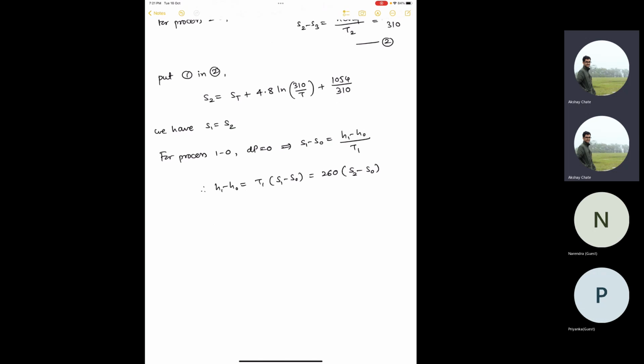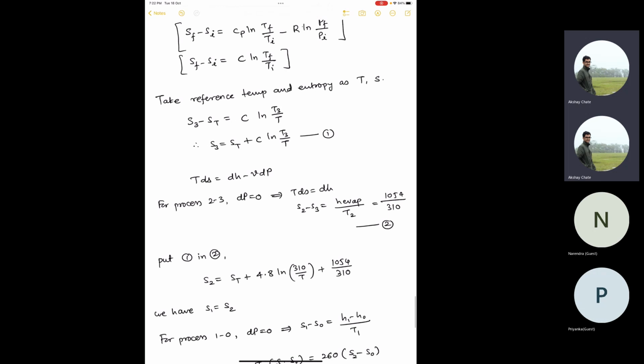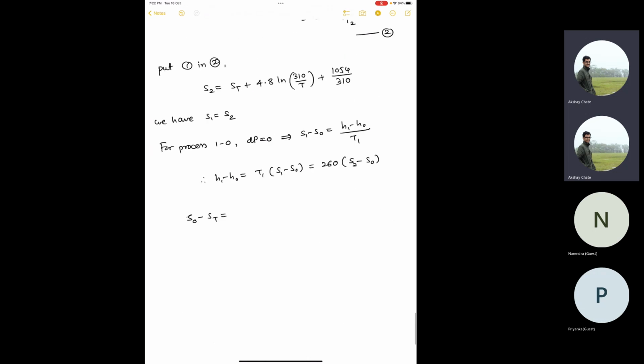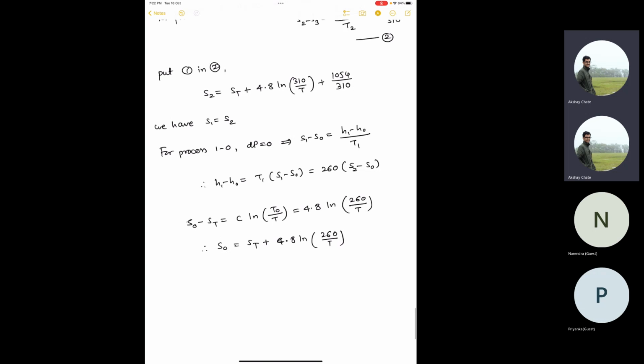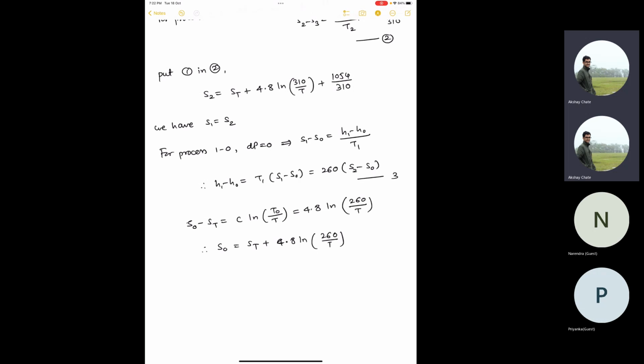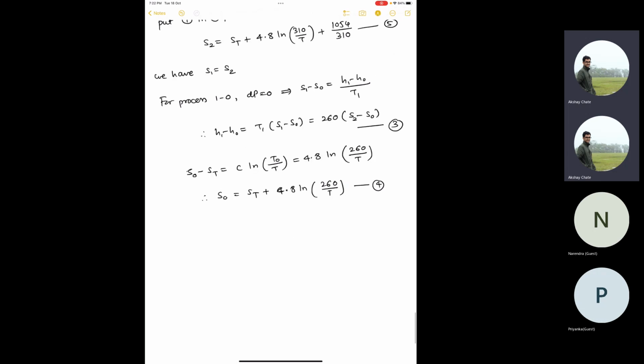So what do you do? You apply the same basic expression: S0 minus ST will be C ln T0 by T, which will be 4.8 ln 260 divided by some reference temperature. So now you have S0 as ST plus 4.8 ln 260 by T. Okay. Now you do one thing. I'll just write this as equation 3, equation 4, and let's say this is 5. So put 4 and 5 in equation 3.